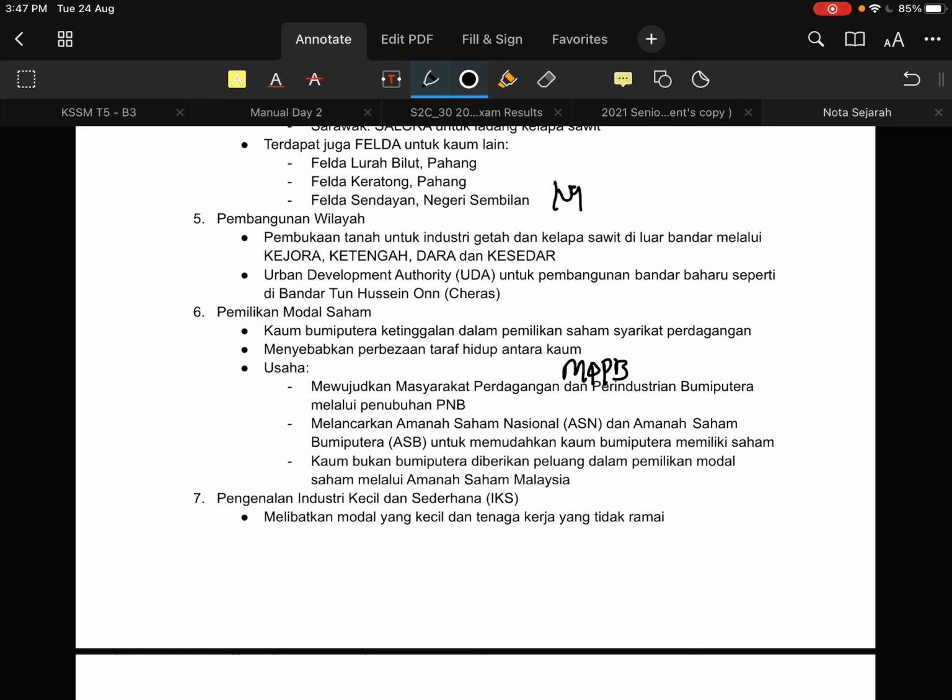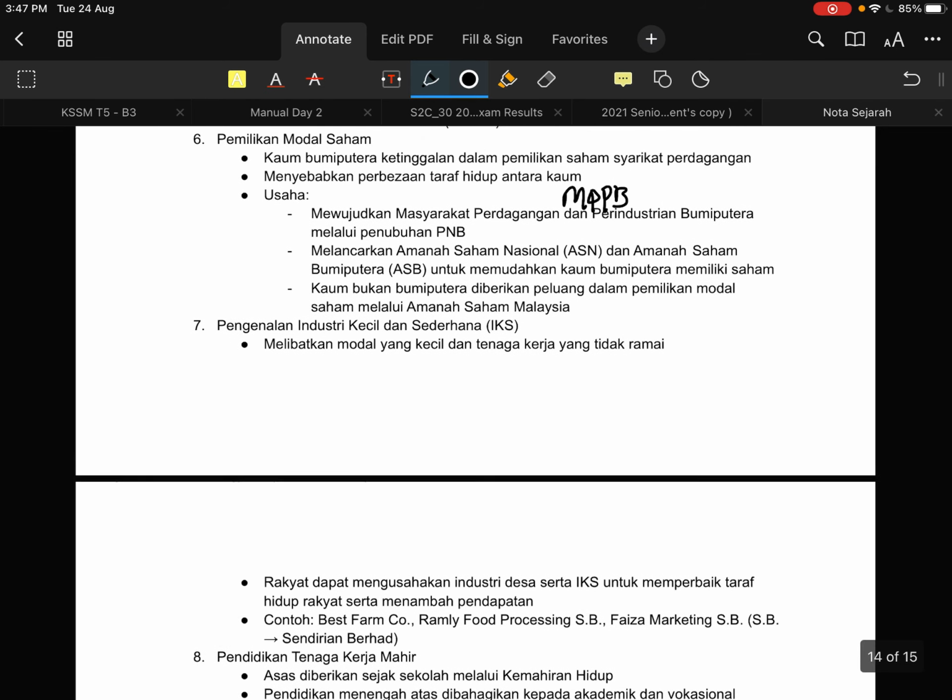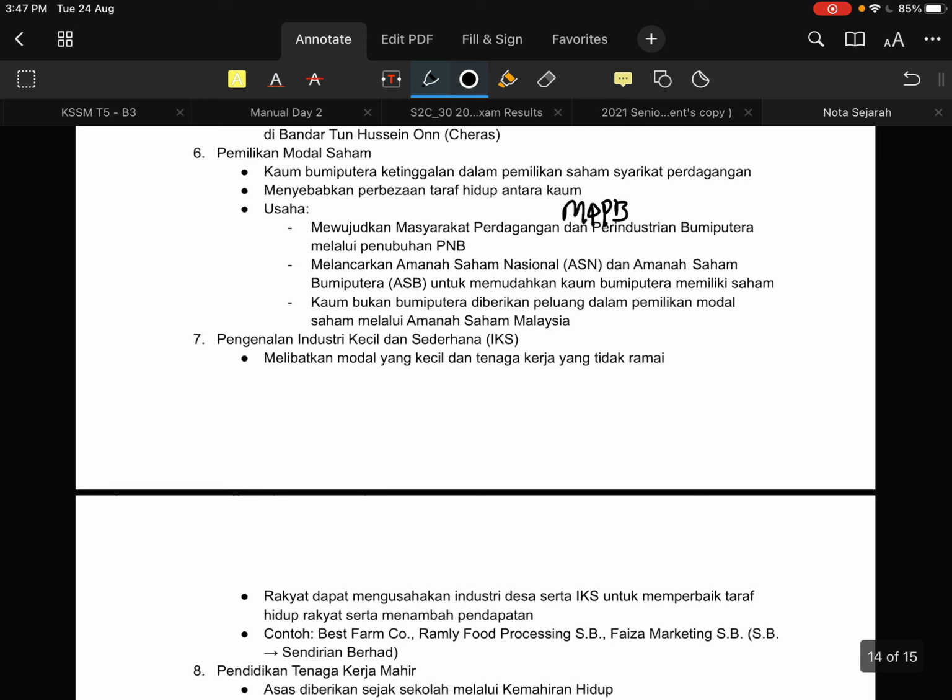But we know that some Bumi Putra, and some non-Bumis, are also struggling with shares. So they have ASM, Amanah Saham Malaysia, specifically for them. Next is the IKS, Pengenalan Industri Kecil Sederhana. So we know that there are big corporations like McD, KFC, Burger King. Those things are very big, right? But we don't have the money to make a lot of big companies like that.